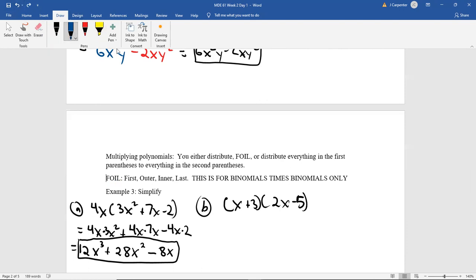And I'm even going to write this as first, outer, inner, last. First means the first term from each parentheses. So first would be the x and the 2x. That's the first. So x times 2x, and I'll do this only one time. That's the first, the x times the 2x. I need to give myself a little more room with the OINL because of that.